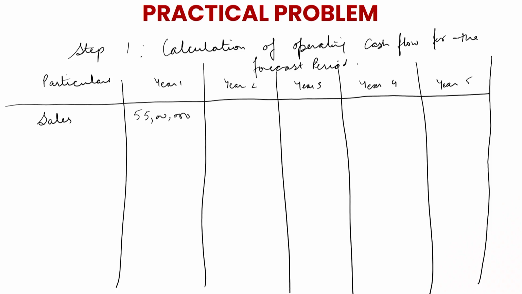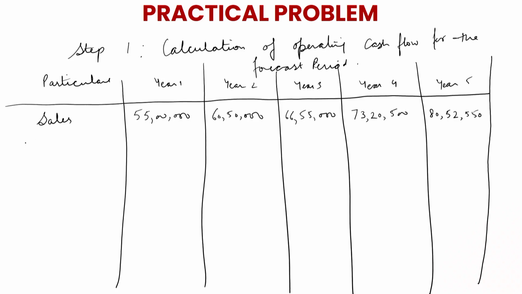Then again we add 10% of 55 lakhs. We reach the figure of 60 lakh 50,000. Again adding 10% of 60 lakh 50,000, we reach the figure of 66 lakh 55,000. Then again adding 10%, 73 lakh 20,500. And in the last we reach the figure of 80 lakh 52,550. We are adding 10% to the previous year and calculating the future sales.